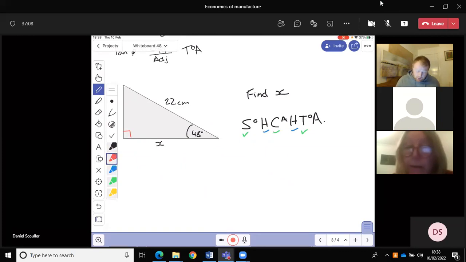Okay, and what do we want to find? We want to find the side that's touching the angle that isn't the hypotenuse. So it's touching the angle, so it's the adjacent. We're not going to be using sine because that would allow us to find the opposite. We're not going to use the tan because we're trying to find the adjacent and we don't have the opposite, so we can't use that. So we must have to use cos.